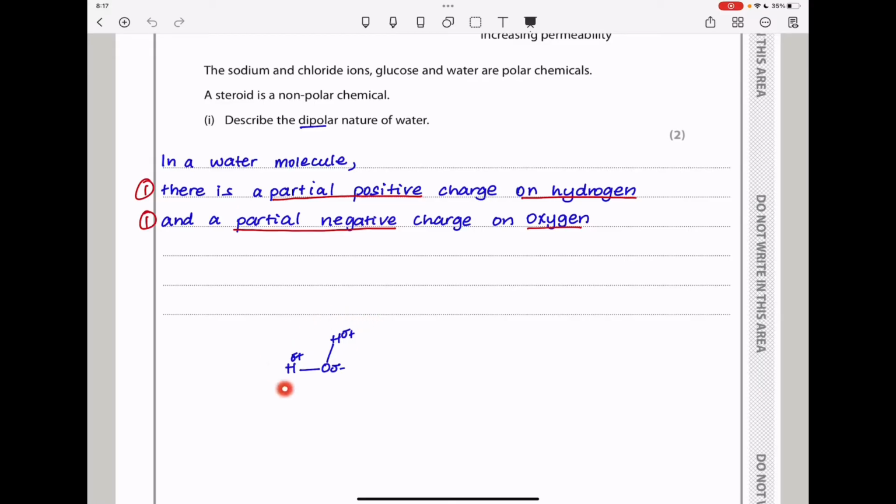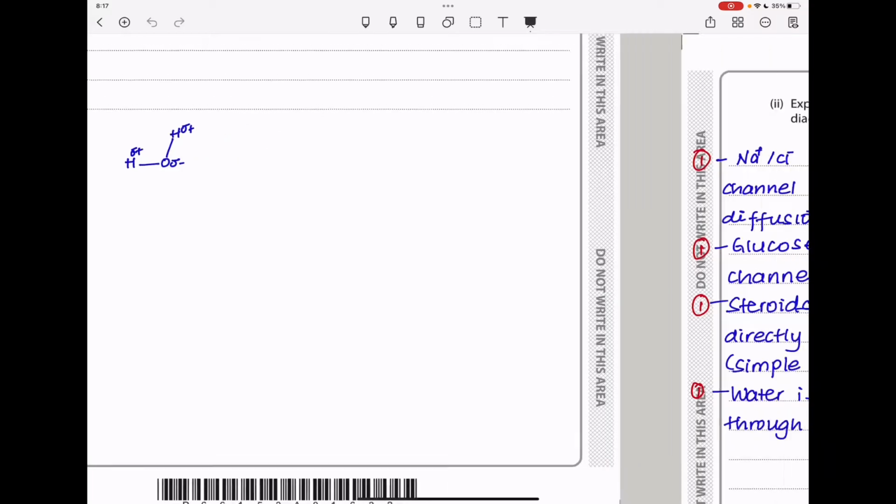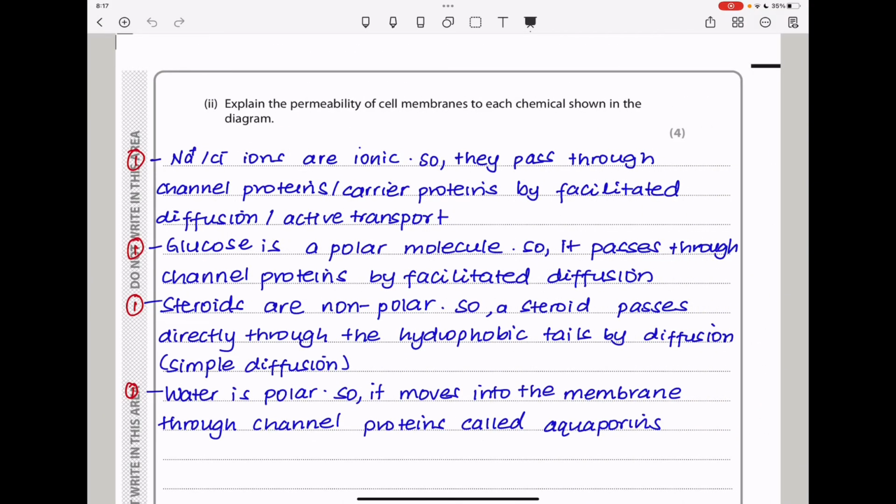Because of this, we can see polarity has been created. So here I said, in a water molecule, there is a partial positive charge on the hydrogen and a partial negative charge on the oxygen. So this describes the dipolar nature of water. Moving on. Here they say explain the permeability of cell membranes to each chemical shown in the diagram.